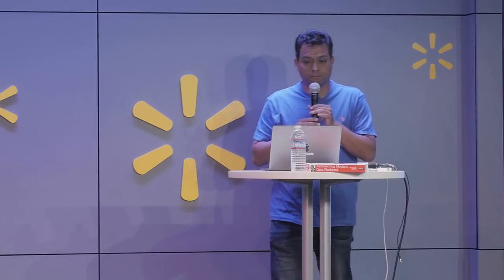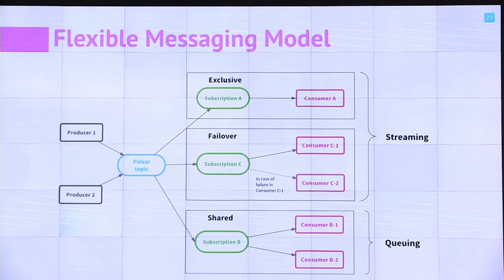So one of the things that Pulsar provides is a very flexible messaging model. As I was mentioning earlier, systems like RabbitMQ provide a queuing-only model. Systems like Kafka provide a streaming-only model. We provide both the streaming as well as the queuing model. That is accomplished by what is called the messaging model. Depending on what you want to consume, you can have a different kind of subscription.